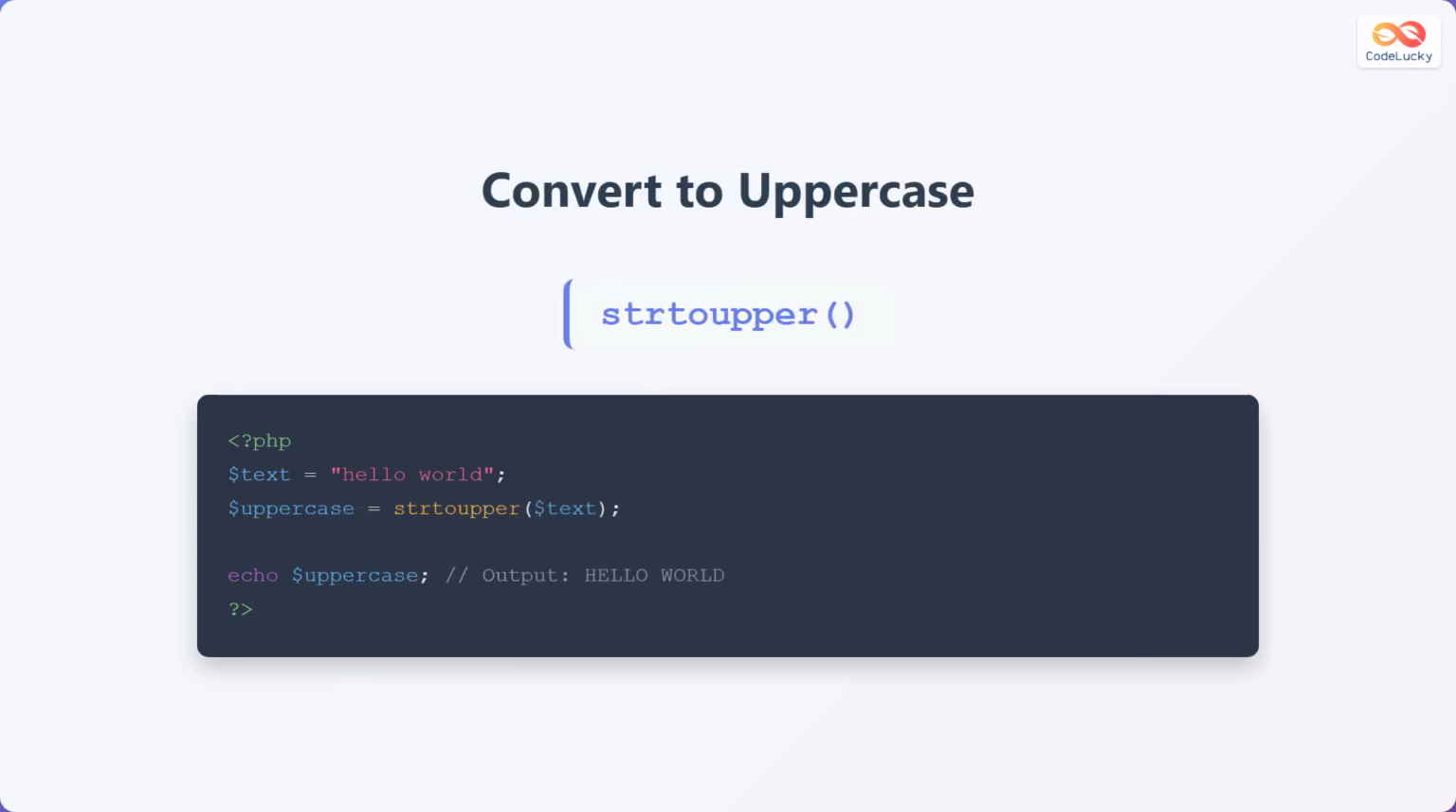Now let's look at the strtoupper function. This function converts all characters in a string to uppercase. Take a look at this code. We assign the string "hello world" to the $text variable. Then we apply the strtoupper function to $text, storing the uppercase version in the $uppercase variable. The echo statement then outputs "HELLO WORLD".